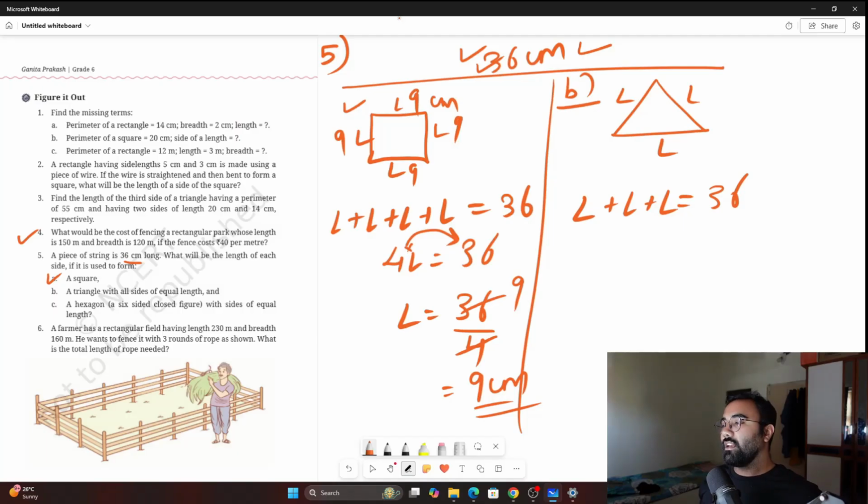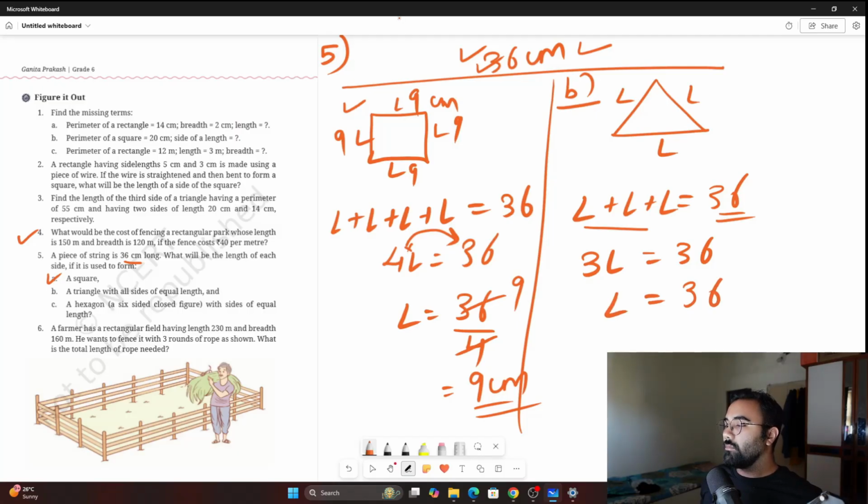Now I've written a line, I've placed an equality. On the left hand side I've kept this, on the right hand side I've kept this. Both of them should be equal in magnitude. Now 3L is 36. Okay, equality remains the same, 36 remains the same, L remains the same.